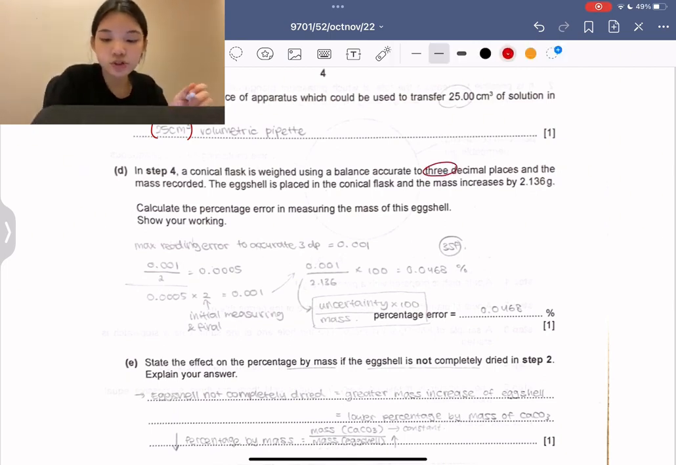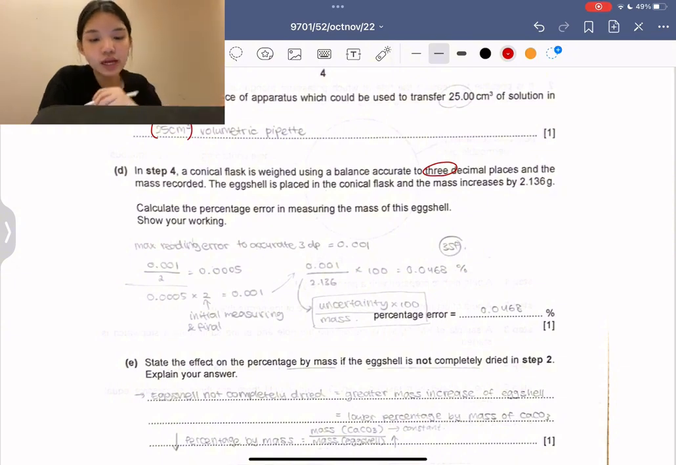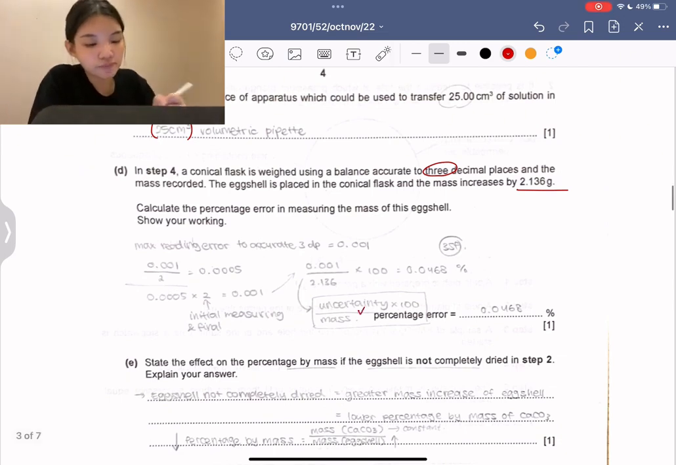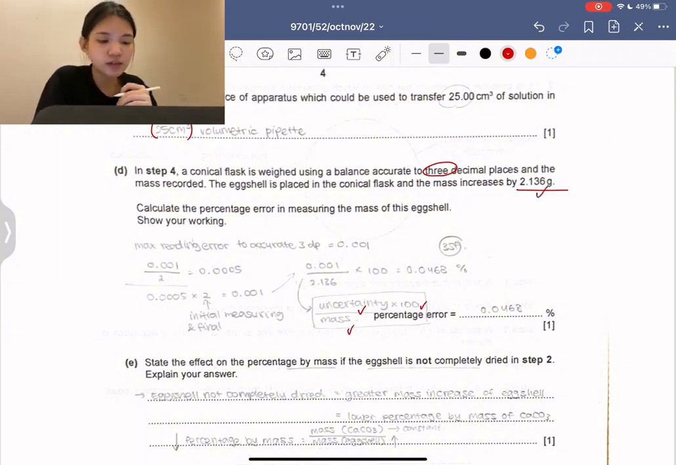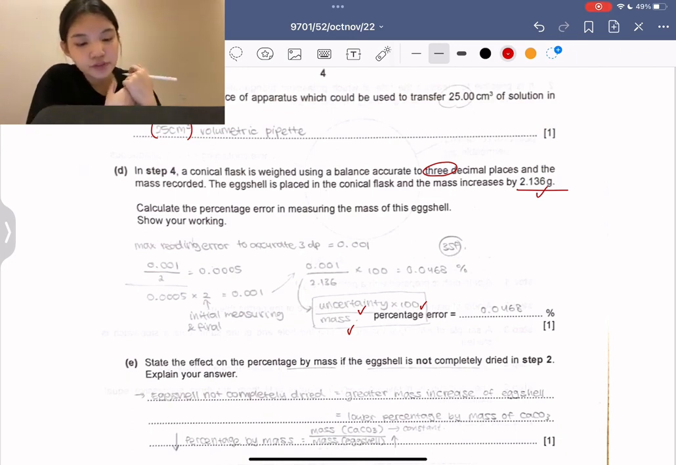Next, D. In step 4, a conical flask is weighed using a balance accurate to 3 decimal places, and the mass is recorded. The eggshell is placed in the conical flask and the mass increases by 2.136 grams. Calculate the percentage error in measuring the mass of the eggshell. So percentage error is uncertainty divided by the mass increase, times 100, or uncertainty divided by the value times 100.